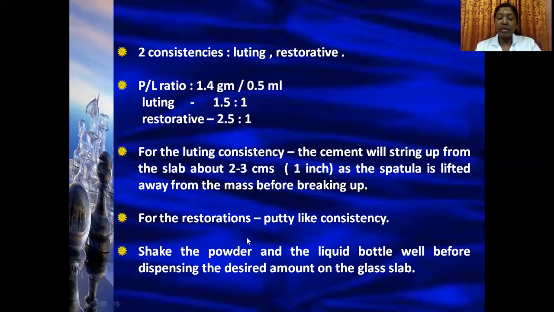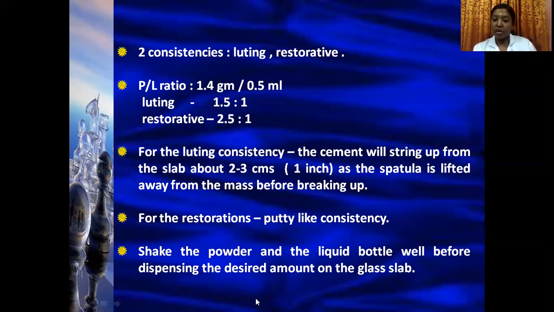For restorative consistency, the correct consistency is a putty-like mass, like a dough-like consistency, where you can roll it onto the glass slab, and it will not stick onto the spatula, nor will it stick onto the surface of the glass slab. So this indicates the ideal consistency. So how do you do the mixing for luting and for restorative for zinc phosphate? I'll explain now in detail.